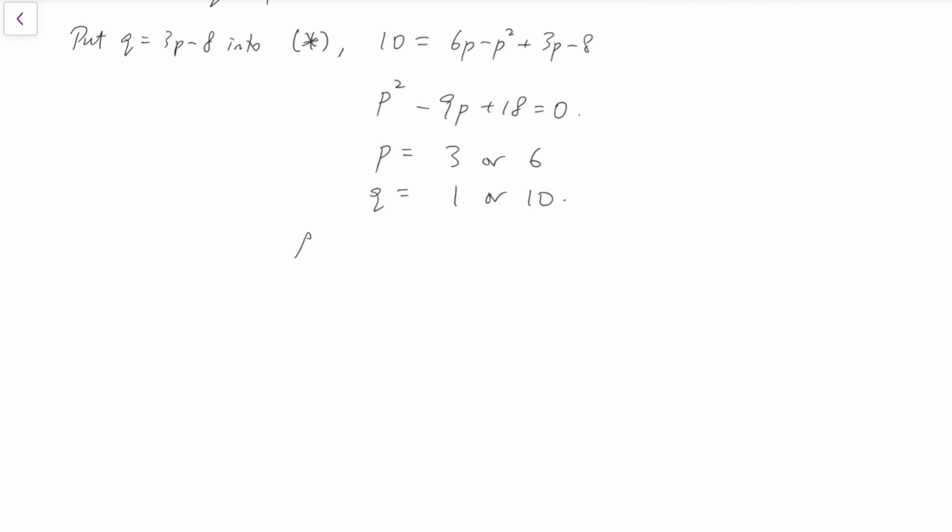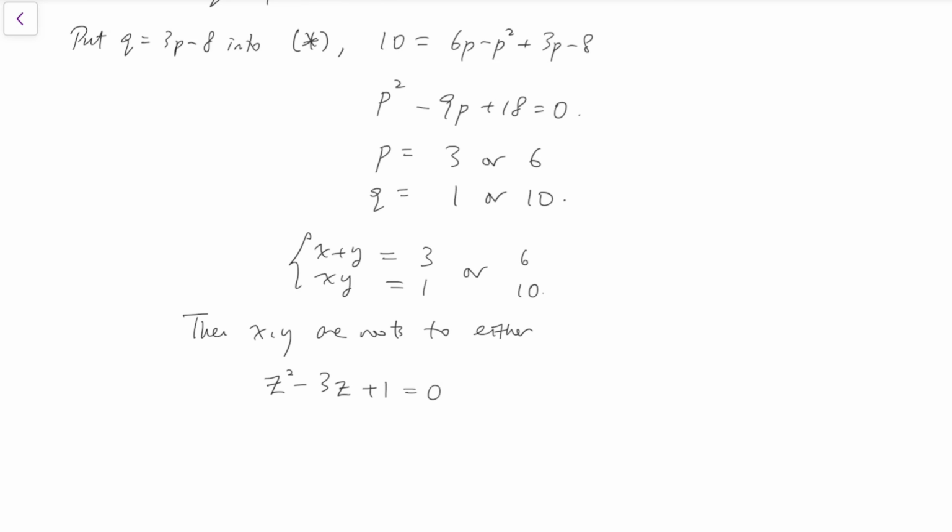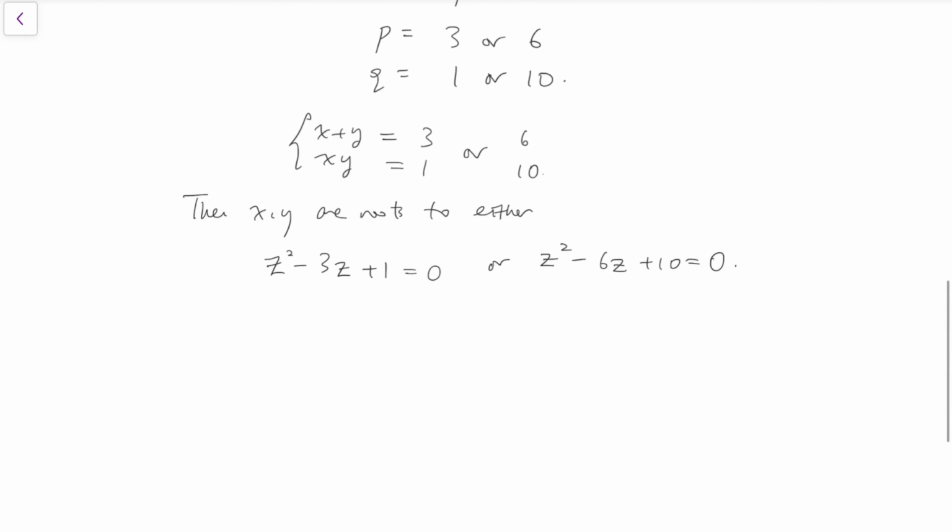And for each case, we've actually established a system for x and y. So either the sum equals 3 and the product equals 1, or the sum equals 6 and the product equals 10. Then I can say x, y are roots to either z squared minus 3z plus 1 equals 0, using the concept of sum and product of roots, or z squared minus 6z plus 10 equals 0.